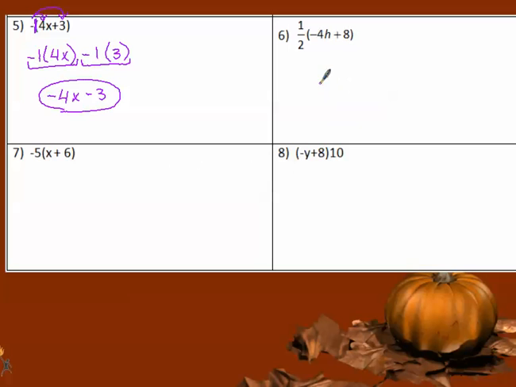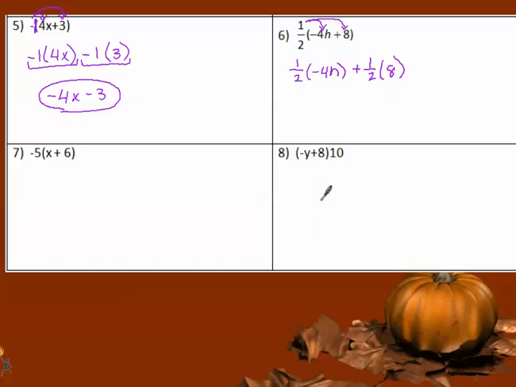If you look at number 6, number 6 has this fraction here. So it's going to work the same way. You do outside times the first, outside times the second. But when I write it, I have 1/2 times negative 4h. Oops, not b. And then it's positive 1/2 times a positive 8. And you would solve it just the same way as your other ones.